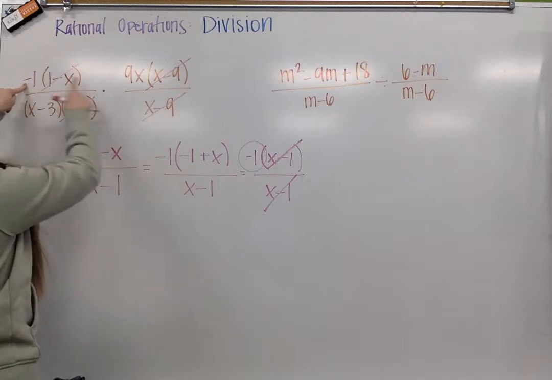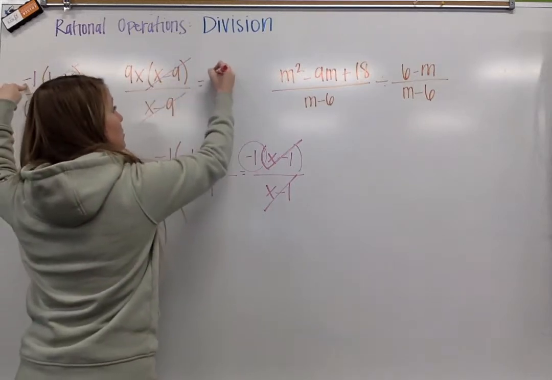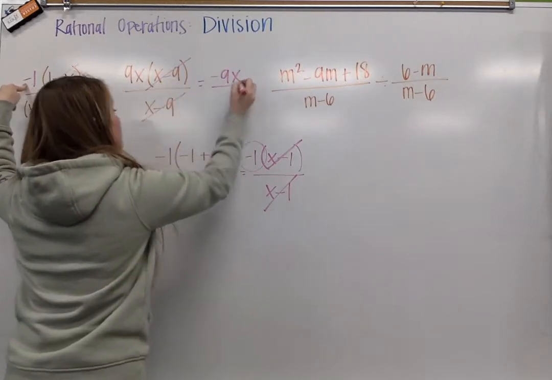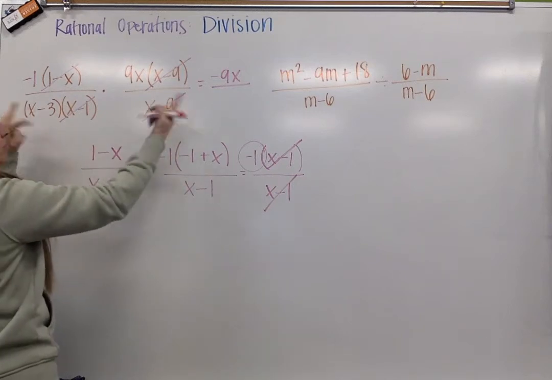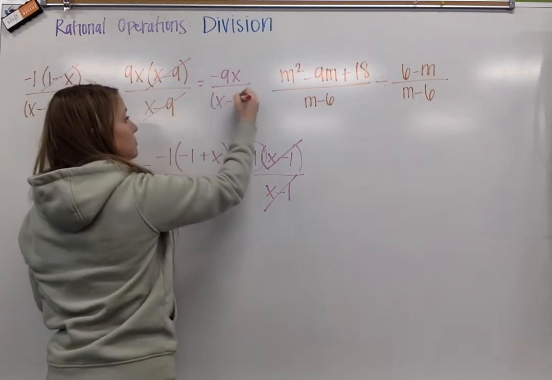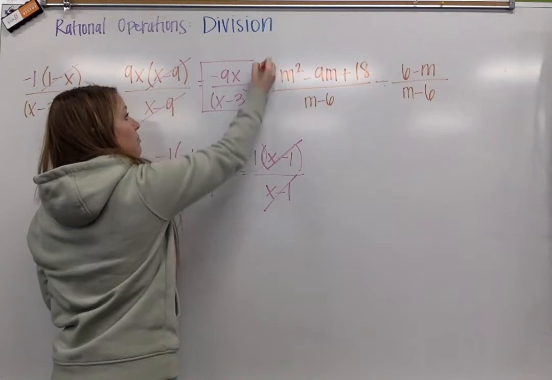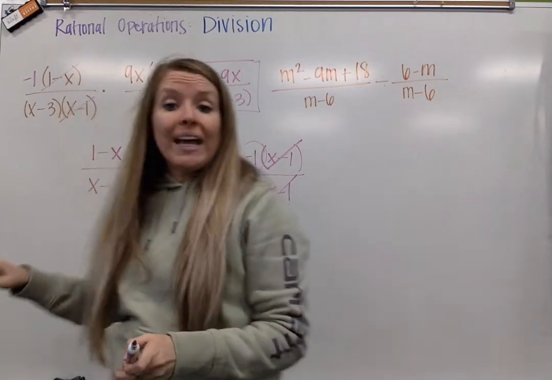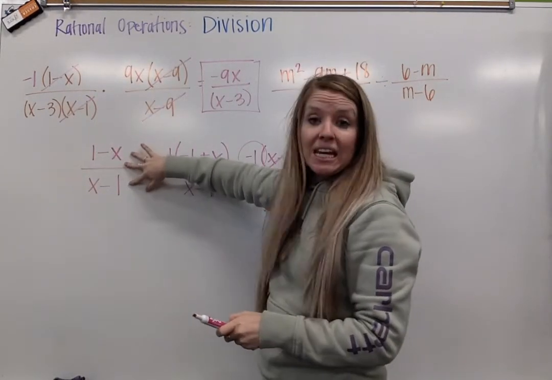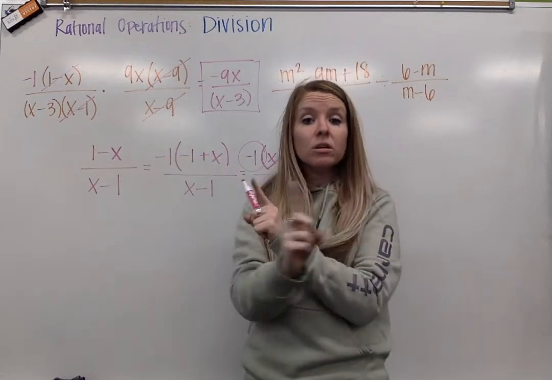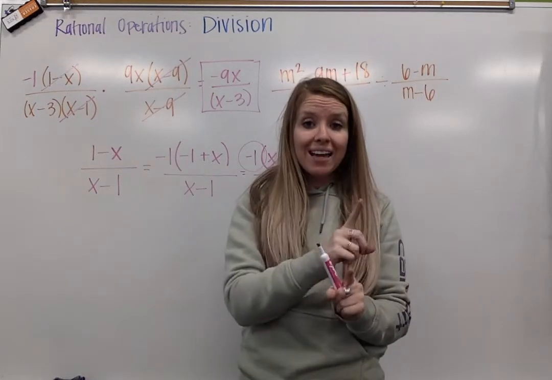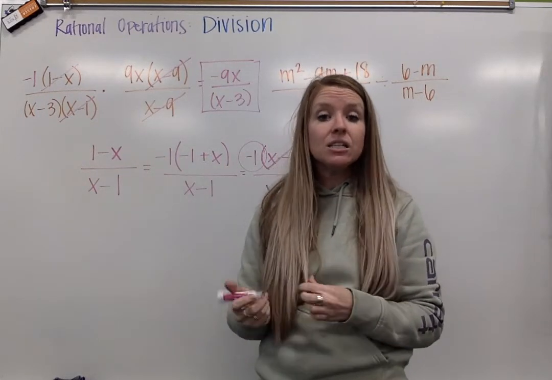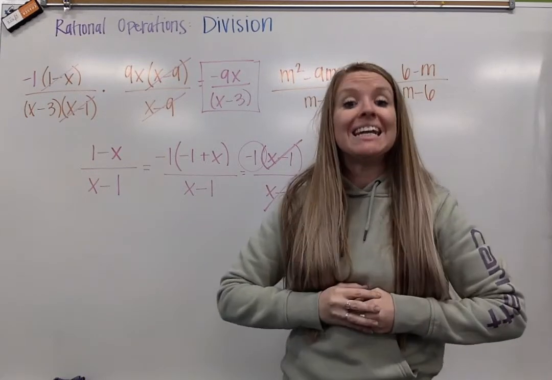So now I'm left with negative 1 times 9x, so negative 9x, and x minus 3 times 1. So the twist is when we have expressions like this, they look very similar, their orders just swapped. 1 minus x, x minus 1. They can still reduce, but they reduce to negative 1.